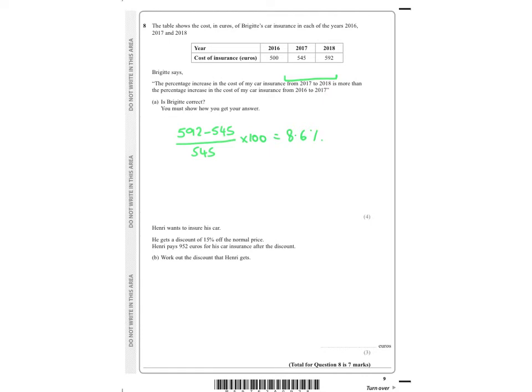Then for the years 2016 to 2017, I'm going to find the difference between them, divide by the original, which was 2016, and multiply that by 100, and I'm going to get 9%. So she says that the percentage increase from 2017 to 2018 is more than from 2016 to 2017, but this is not correct.